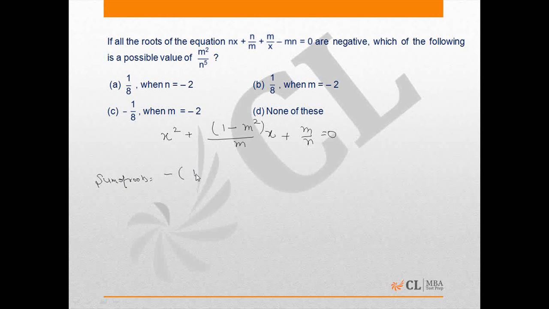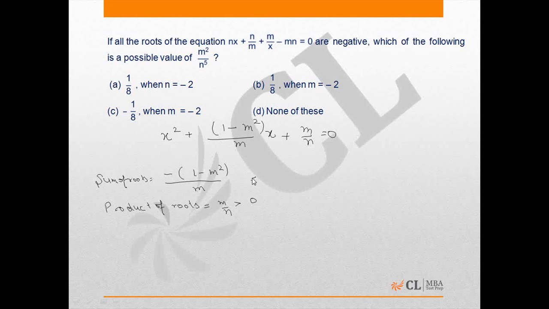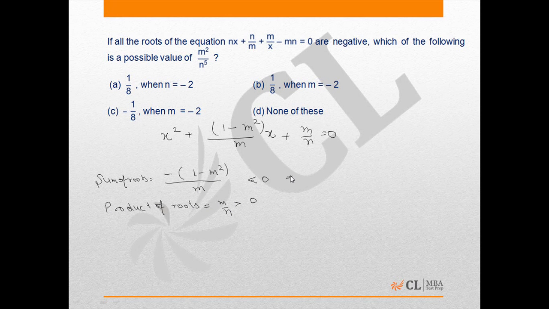minus (1 minus m square) by m, and product of roots can be written as m by n. Now from both the cases, if product of root has to be greater than 0 and sum of root has to be less than 0. So if we consider both the cases, m has to be between 0 and 1 by solving the inequality, or m is less than minus 1.